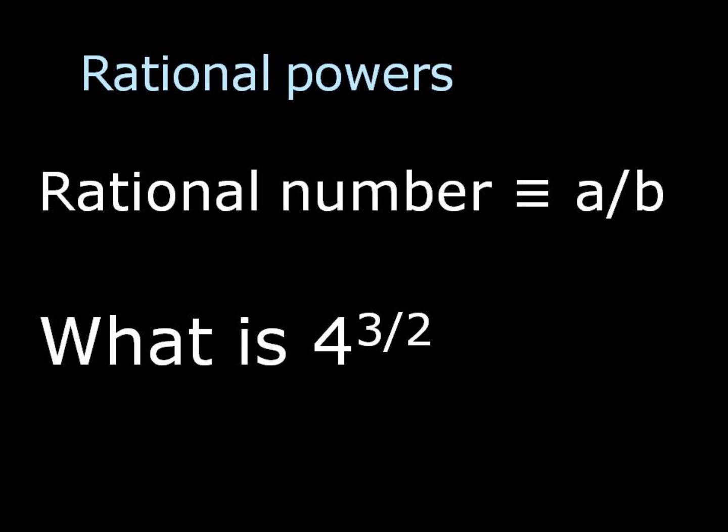Next question is, what happens if the power is a rational number? So as a reminder, what is a rational number? It's a number of the form a over b, where a and b are integers. So, for example, we're asking, what does 4 to the power of 3 over 2 mean? How can we work that out?